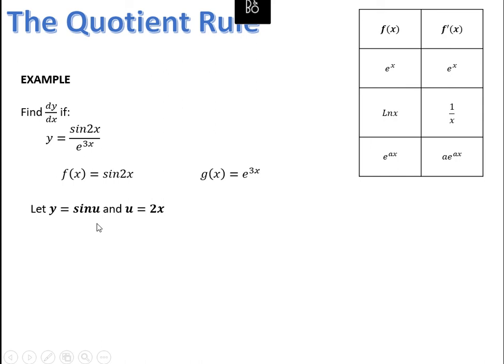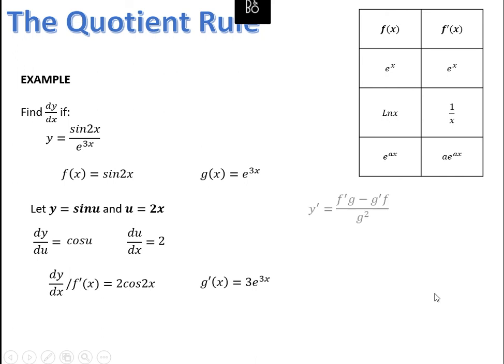Okay, so we've got y equals sine u, u equals 2x. The derivative is 2 cos 2x. Okay, I know most of you can do that. It's just basically multiplying by the derivative of this bit as well as the derivative of the whole thing. So it's 2 cos 2x. And the derivative over here, same idea, multiplying by the 3e to the 3x.